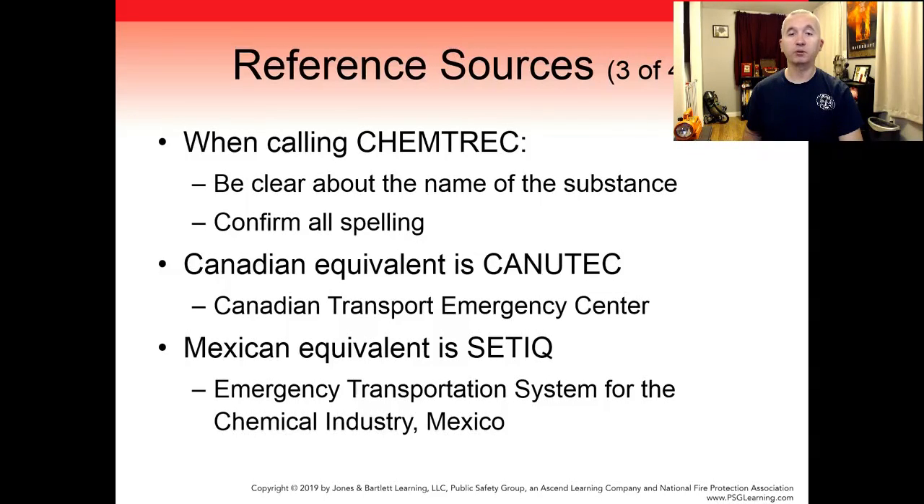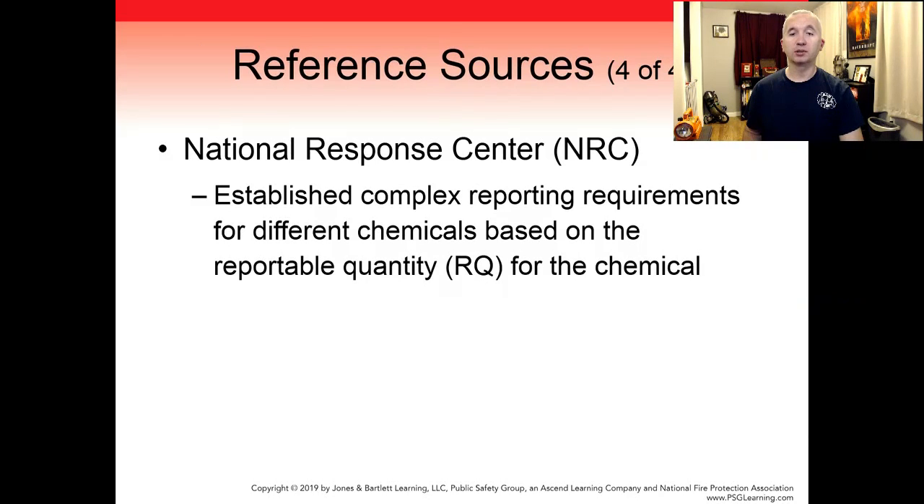The Canadian equivalent is the Canadian Transport Emergency Center, or CANUTEC, and the Mexican equivalent is the Emergency Transportation System for the Chemical Industry, Mexico, SETIQ. The National Response Center, the NRC, is another resource that has established complex reporting requirements for different chemicals based on the reportable quantity of that chemical.